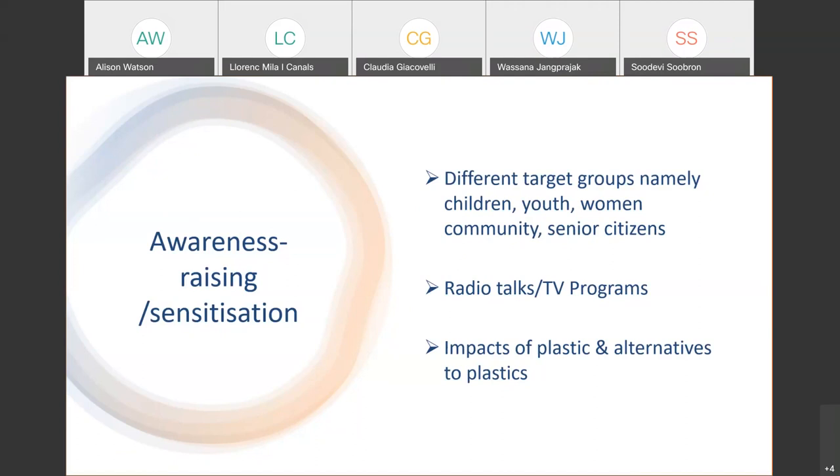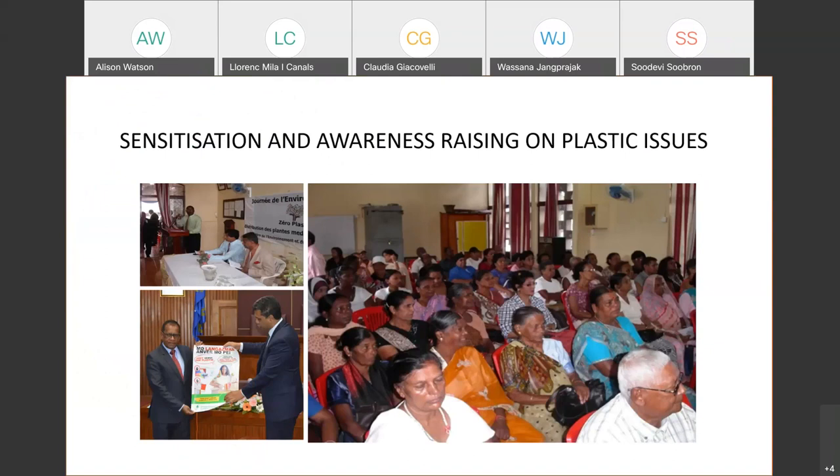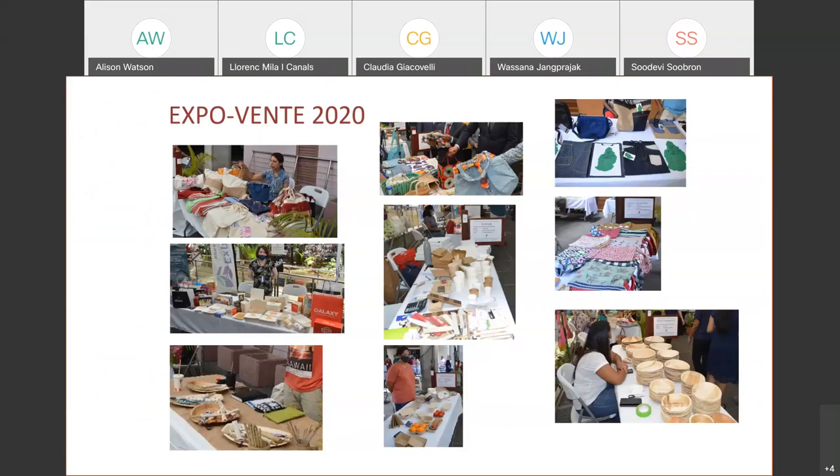Next slide. So these are the sensitization and awareness raising. As we have promulgated the two regulation, we have had the massive sensitization. And this is the expo that was done. And we can see a lot of SMEs that are moving toward this alternative, that is the cloth bag, the pulp plates, the paper plates, a lot of innovative alternatives that are being introduced. I think I have had all the time.